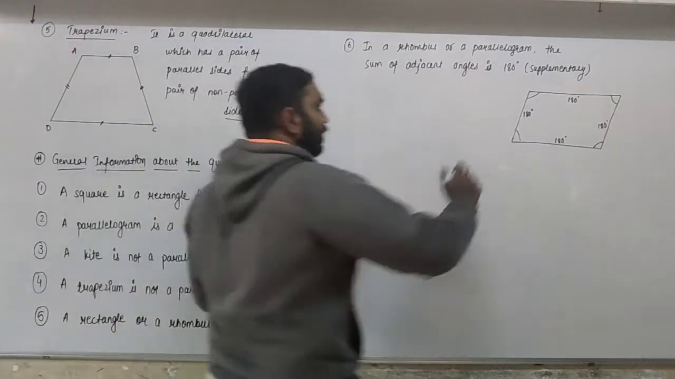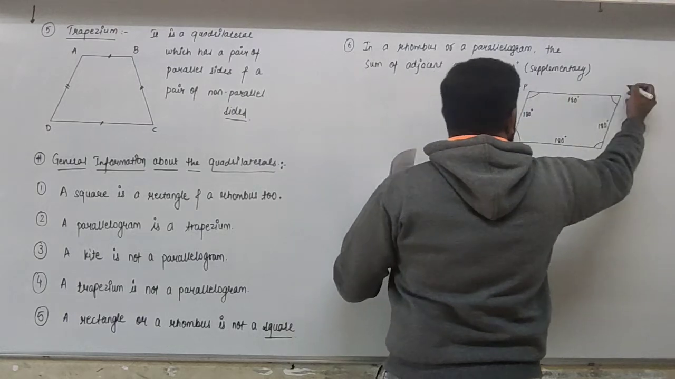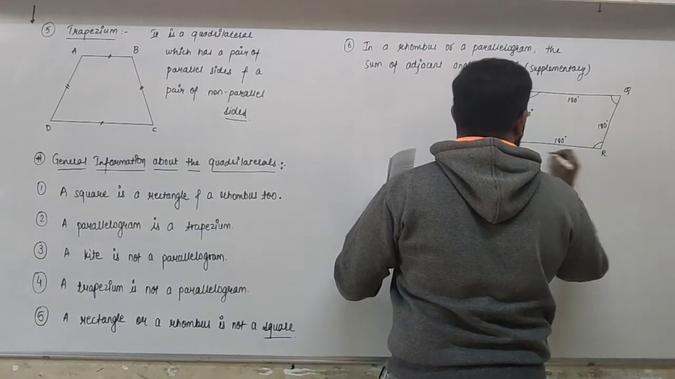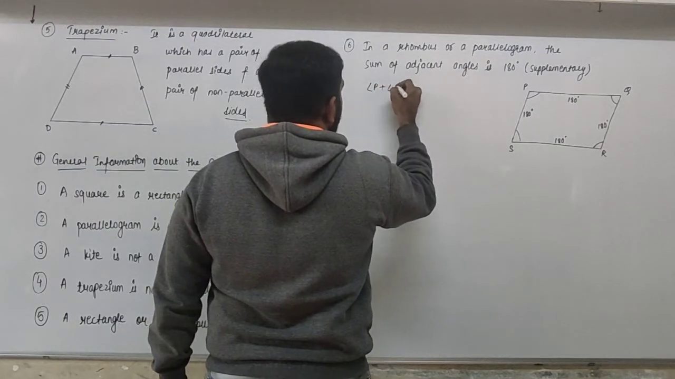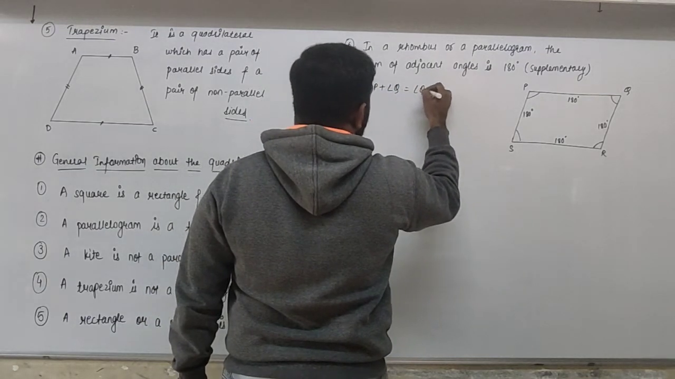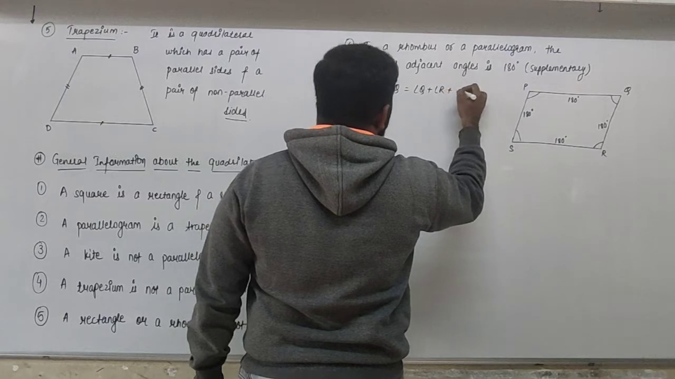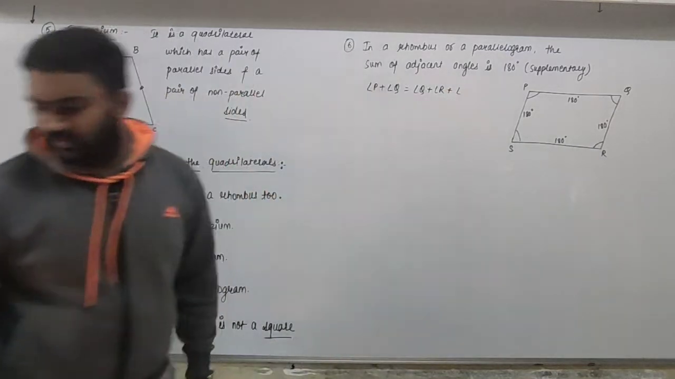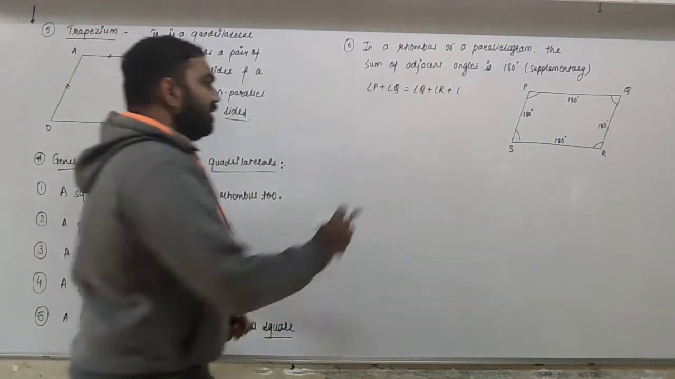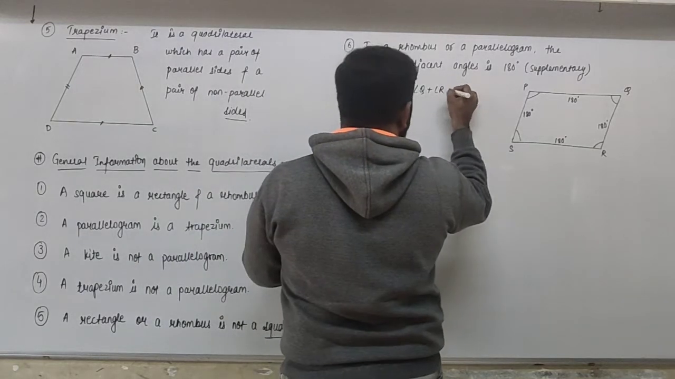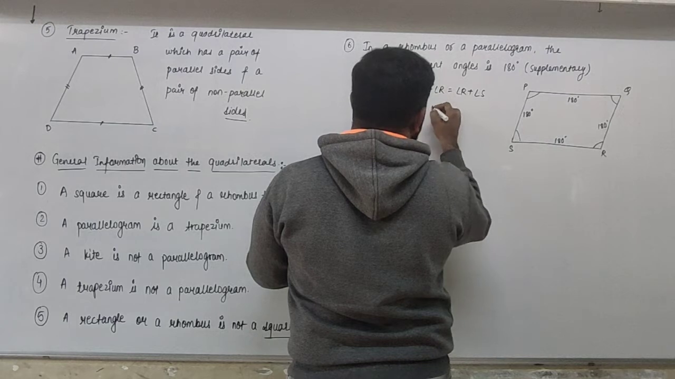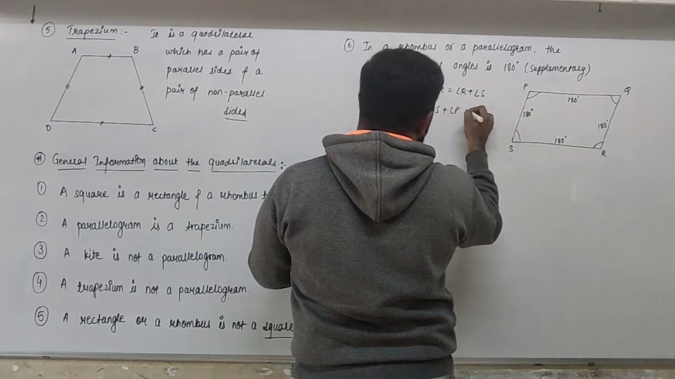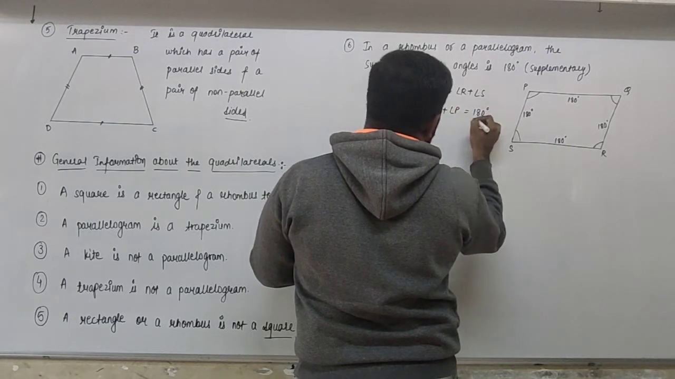Right? So if I call this P, Q, R and S, then angle P plus angle Q is equal to angle Q plus angle R is equal to angle R plus angle S, angle R plus angle S is equal to angle S plus angle P is equal to 180 degrees.